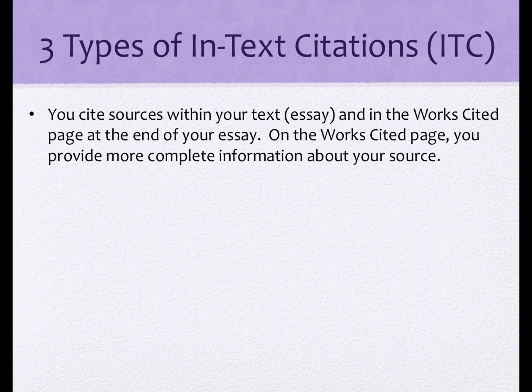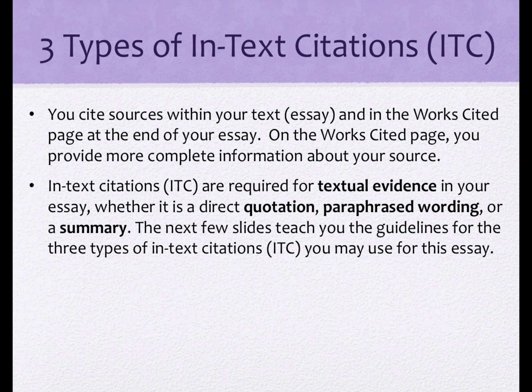There are 3 types of in-text citations. You will cite these sources within your text, your essay, and in the Works Cited page at the end of your essay. On the Works Cited page, you provide more complete information about your source. In-text citations, and notice that abbreviation ITC, you'll see it throughout this unit. In-text citations are required for textual evidence in your essay, whether it's a direct quotation, paraphrased wording, or a summary. The next few slides teach you the guidelines for these 3 types of in-text citations you may use for this essay.